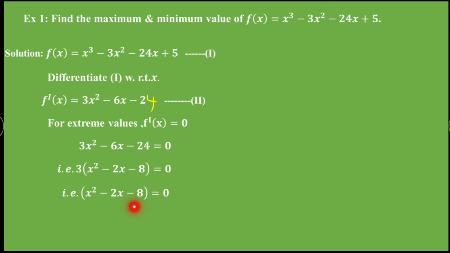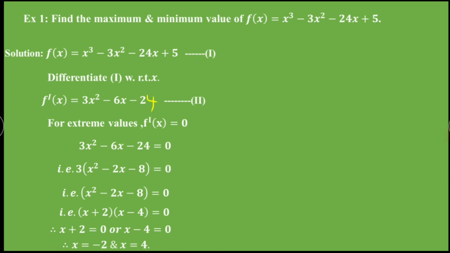Now we have to factorize this quadratic form. Here the x square coefficient is 1, so we directly factorize this minus 8. We write x plus 2 into x minus 4 as the factor of this quadratic form. So first we write x plus 2 equals to 0 or x minus 4 equals to 0. From this you can write x equals to minus 2 and x equals to 4.